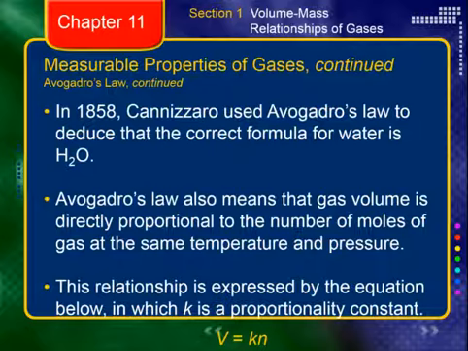This relationship is expressed by the equation shown below, where K is a proportionality constant. Now, if I were to rearrange this equation so that I divide both sides by n, I would have a form that seems a little bit more reminiscent of what we've seen from direct proportionalities like Charles' law and Gay-Lussac's law, where we'd have volume divided by moles is equal to K. But again, you can just algebraically rearrange these and you would come to this equation as well.